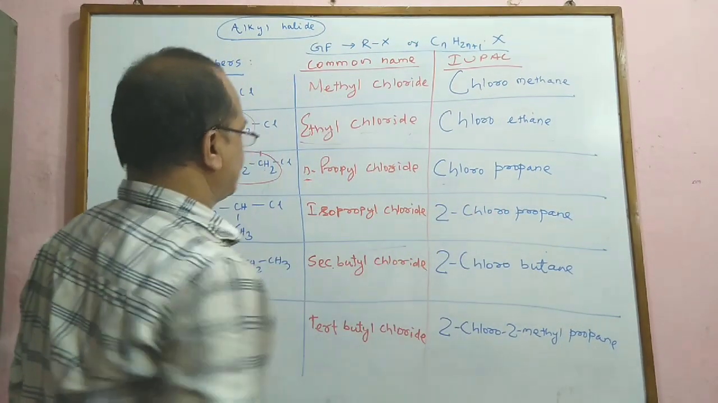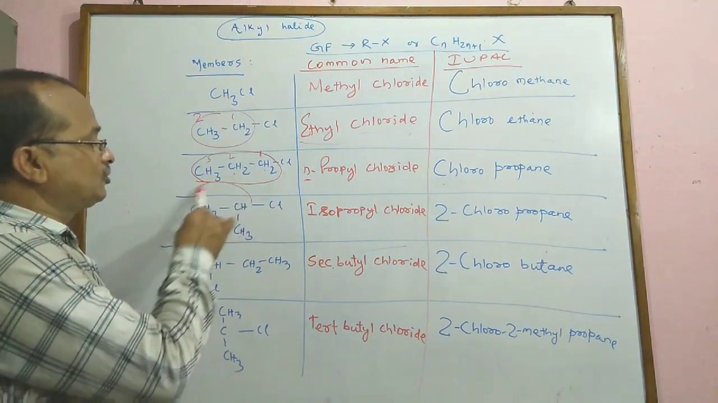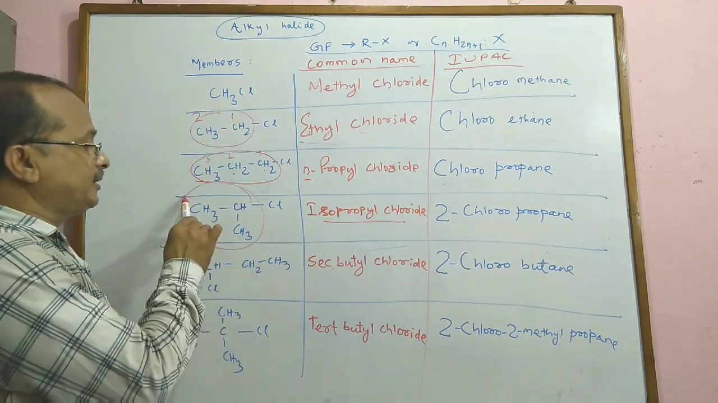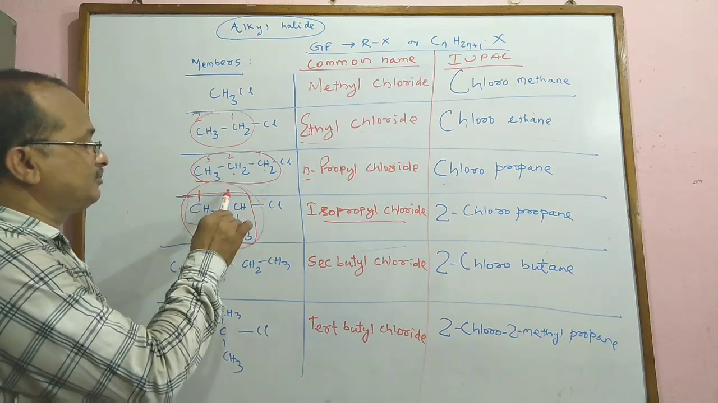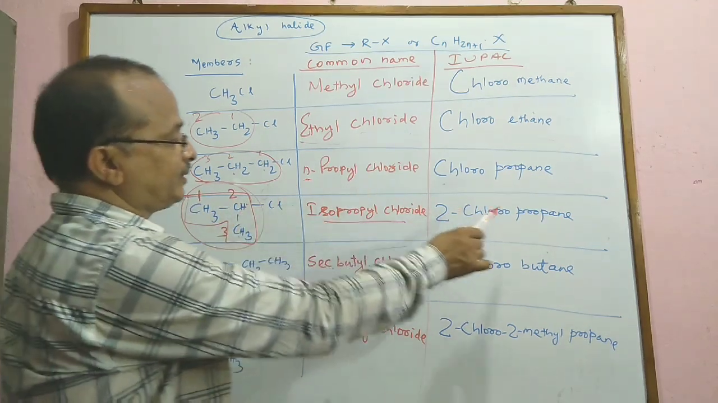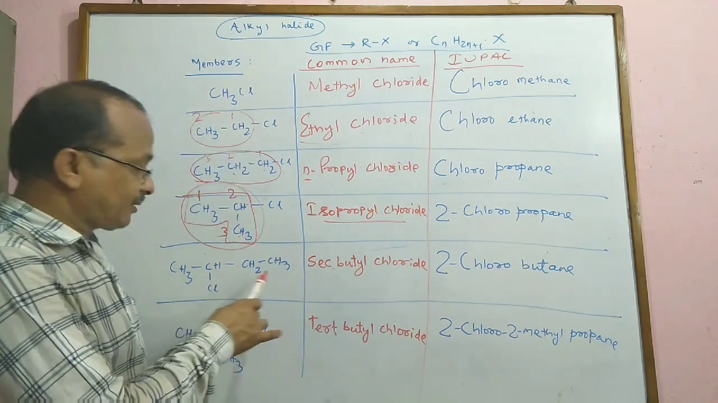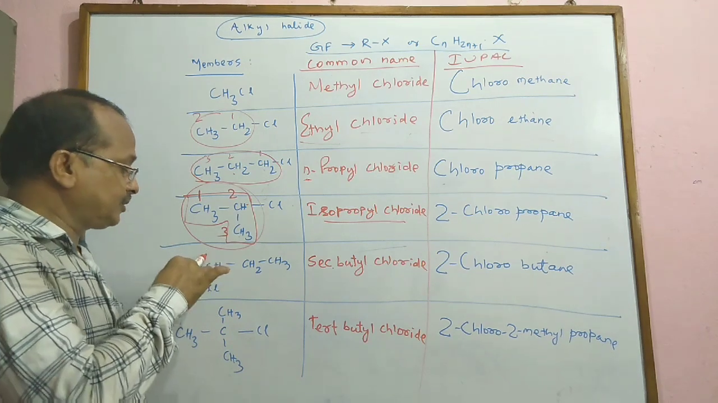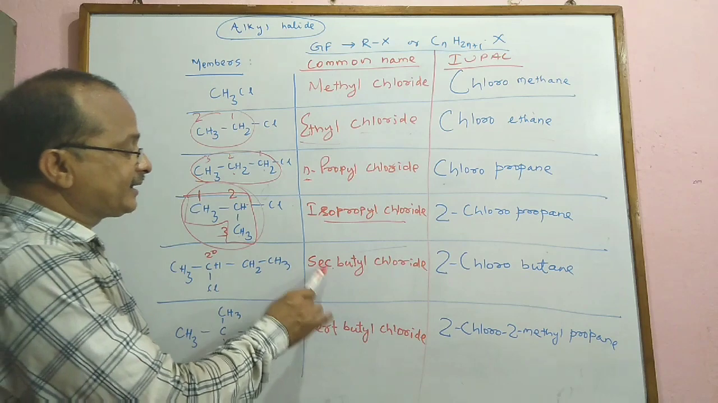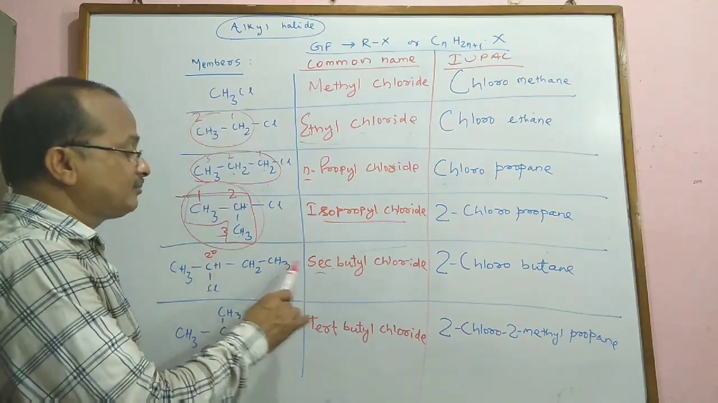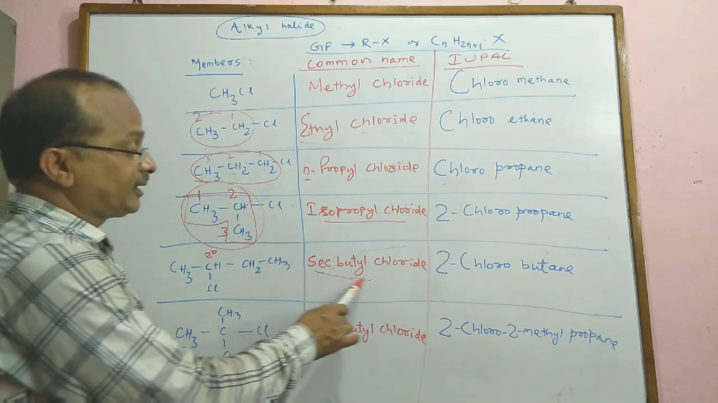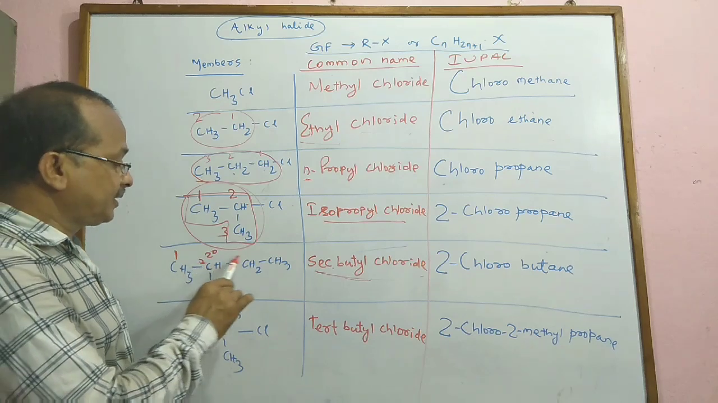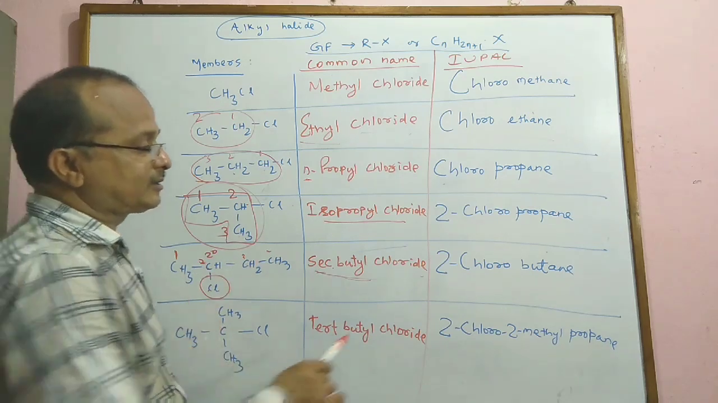Next is CH3CHClCH3. This group is the isopropyl group and it is named isopropyl chloride. And in IUPAC name, you select the longest carbon chain, numbering 1, 2, 3, so 2-chloropropane. Next compound, 4 carbon atoms are there, and a chlorine atom is attached to the secondary carbon atom. Here is a 2 degree carbon atom, that is why the prefix sec is used. So 4 carbon atoms, that is butyl group, so it is named sec-butyl chloride. And in IUPAC name, numbering starts from this end, 1, 2, 3, 4, so at position 2 the chlorine atom is attached, that is why it is named 2-chlorobutane.